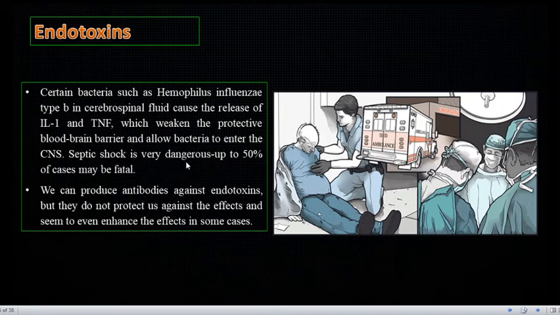Now, septic shock is very dangerous. Up to 50% of cases may be fatal. Actually, in the US class, 500,000 cases ng septic shock ang nangyayari each year. Okay? And 1/3 doon sa mga patients na yon, they can die within 1 month, and then half of them also die within 6 months. Ganyan siya kadelikado. We can produce antibodies against endotoxins, but they do not protect us against the effects and seem to even enhance the effects in some cases. So, medyo dehado tayo when it comes to antibodies against endotoxins.